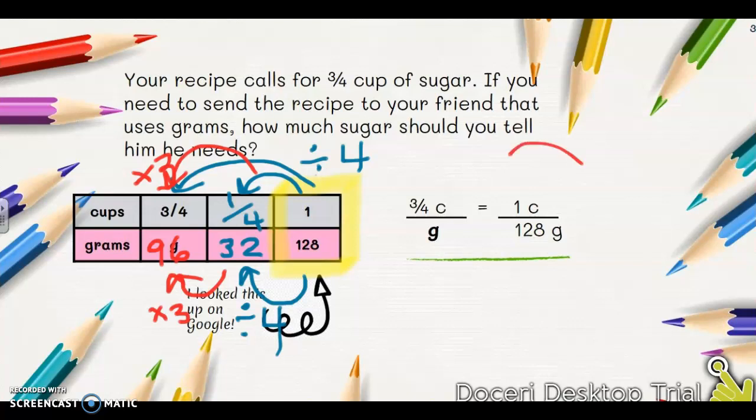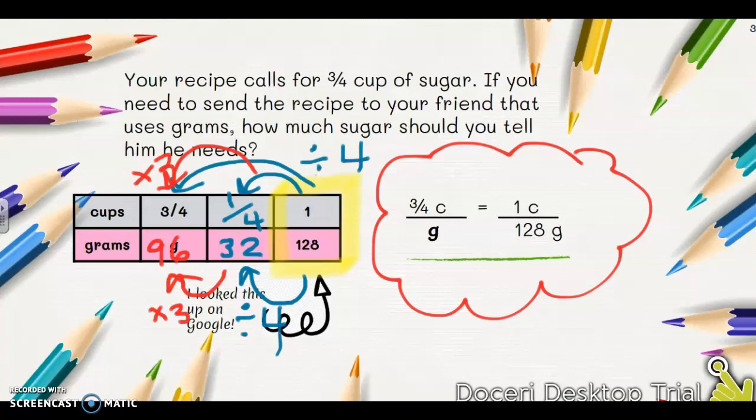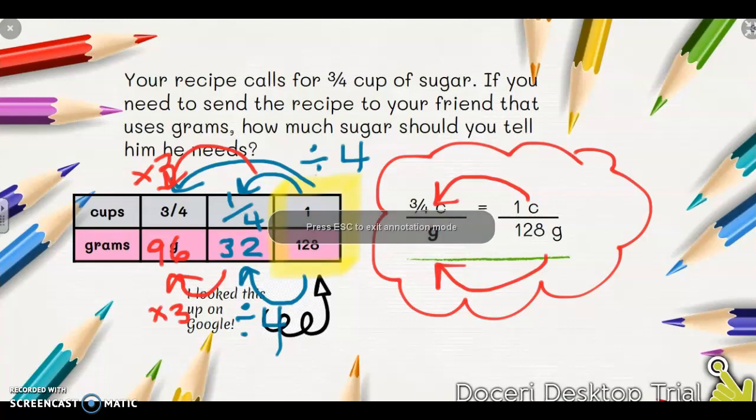Over here you see I have the proportion set up as well, and you can do the same thing. You have to figure out that 1 divided by what equals 3/4, and then 128 divided by the same thing is going to equal the number of grams.